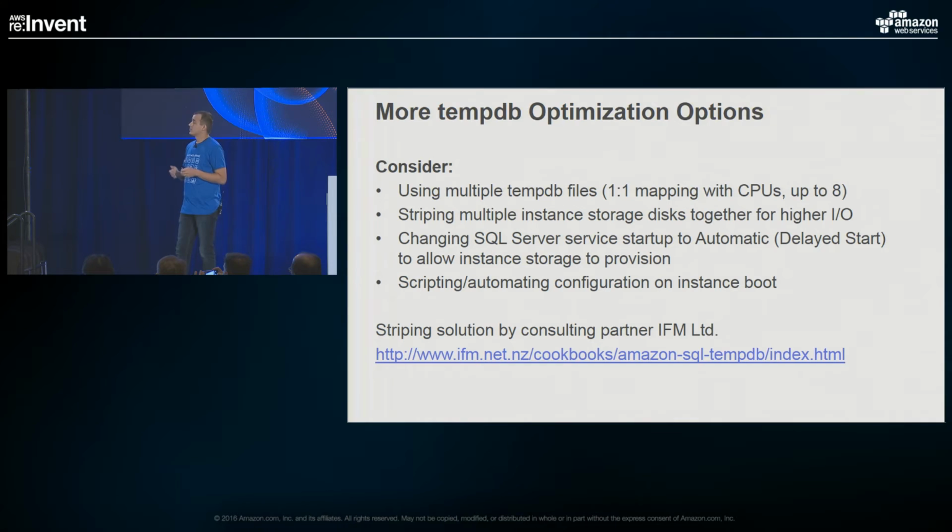And like we mentioned before, just like you can stripe EBS volumes, think about striping multiple instance storage disks together to get even more performance. Now, one thing that happens whenever you're leveraging instance storage is those volumes typically get initialized by our EC2 config service, which means that they may not be initialized and formatted by the time SQL Server normally starts up.